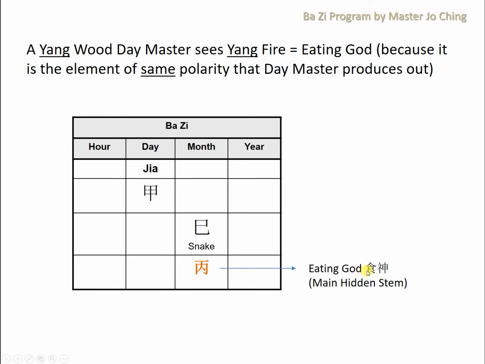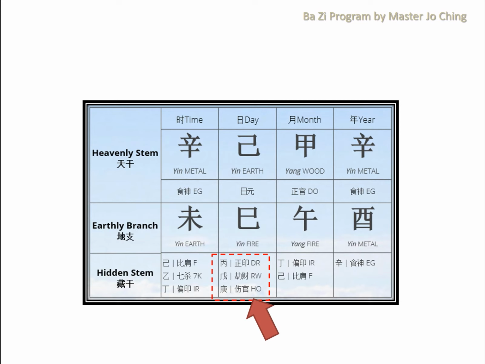Why do we label it as the eating god? Because this goes by the ten god concept. A Yang Wood Day Master, when he sees a Yang fire, it is eating god. Okay, because Yang and Yang, they give rise to eating god, this name. However, if you see a Yang and a Yin, different polarity, it will be known as hurting officer. All right, just to borrow the market term, okay?